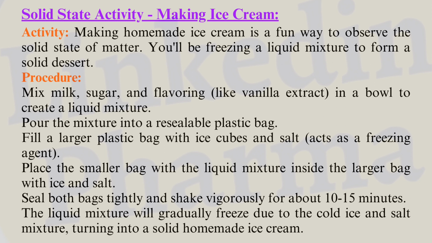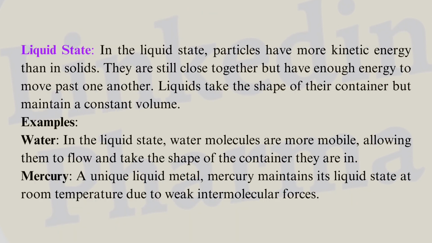Pour the mixture into a resealable plastic bag. Fill a larger plastic bag with ice cubes and salt, which acts as a freezing agent. Place the smaller bag with the liquid mixture inside the larger bag with ice and salt. Seal both bags tightly and shake vigorously for about 10 to 15 minutes. The liquid mixture will gradually freeze due to the cold ice and salt mixture, turning into a solid, homemade ice cream.